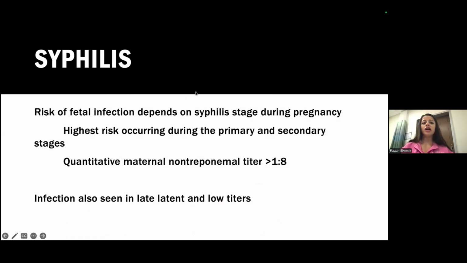The rate of fetal infection depends on when mom was infected and the stage of the syphilis during her pregnancy. So the higher risk would be during the primary and secondary stages, and or if the titer is greater than 1 to 8. We have seen infections also in latent stages, and with low titers.